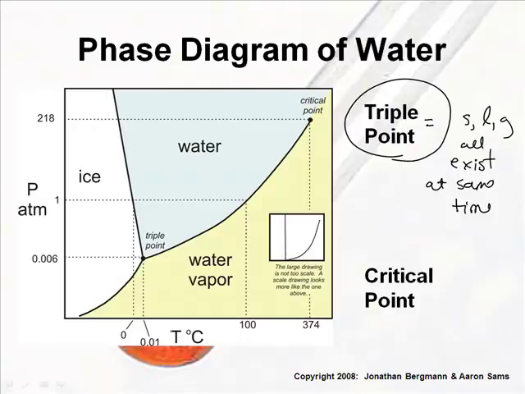For water, if it's 0.006 atmospheres, which is very low pressure, and 0.01 degrees Celsius, very cold, the substance will be at the triple point. It's very cool. So if I'm at 1 atmosphere, which most people live close to, and you heat this up, this would be 0 degrees Celsius, and this would be 100 degrees Celsius.